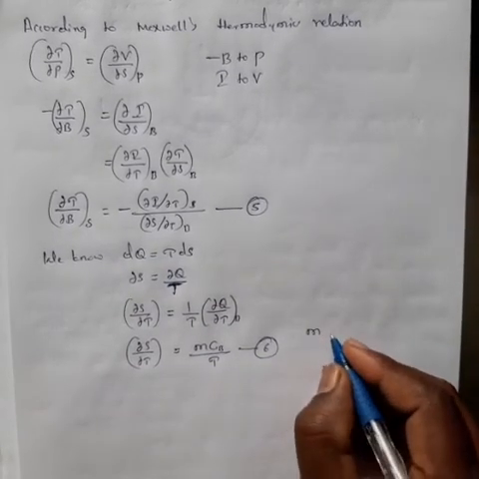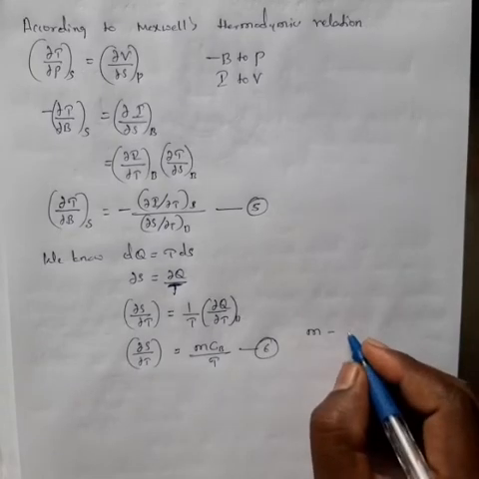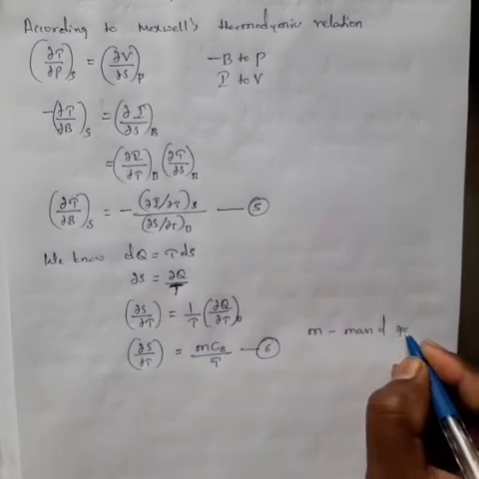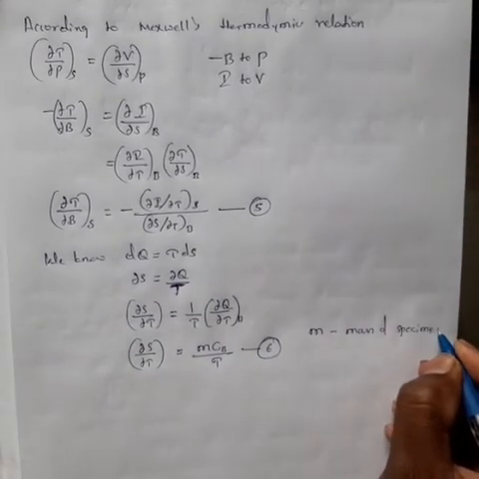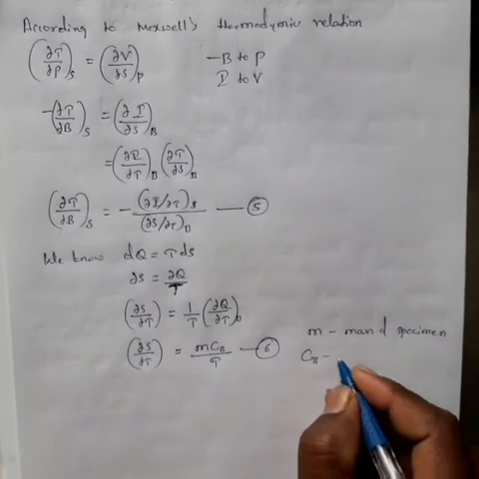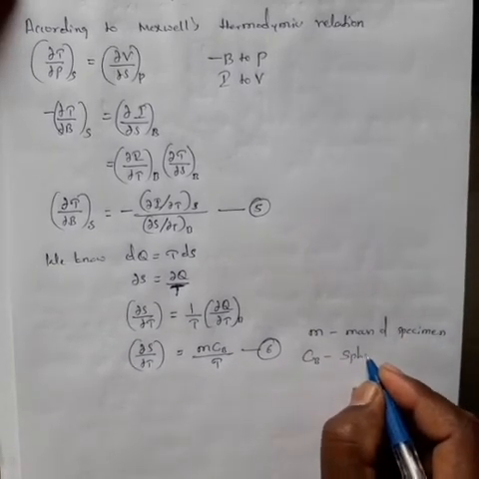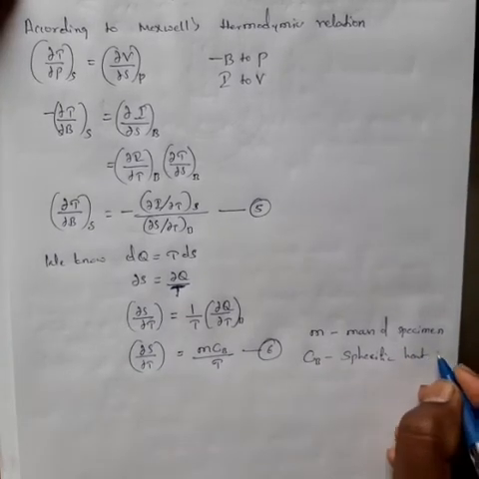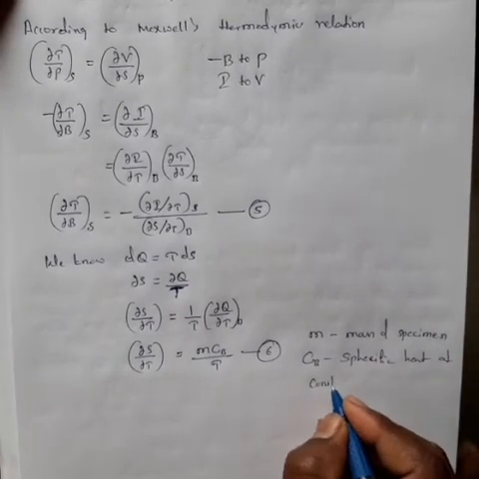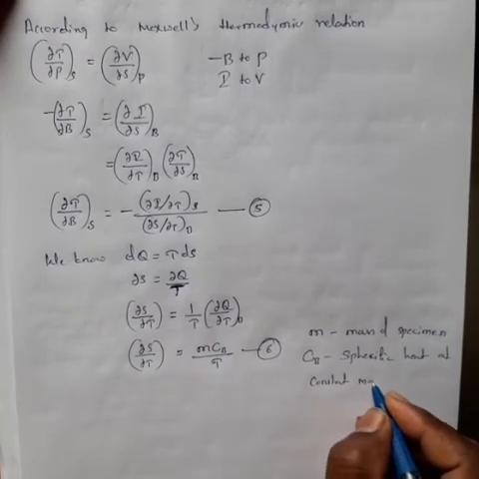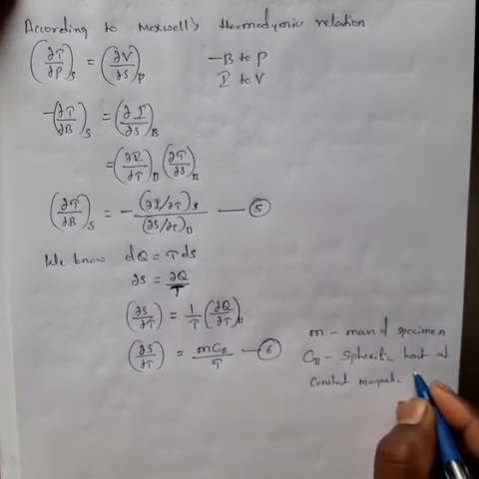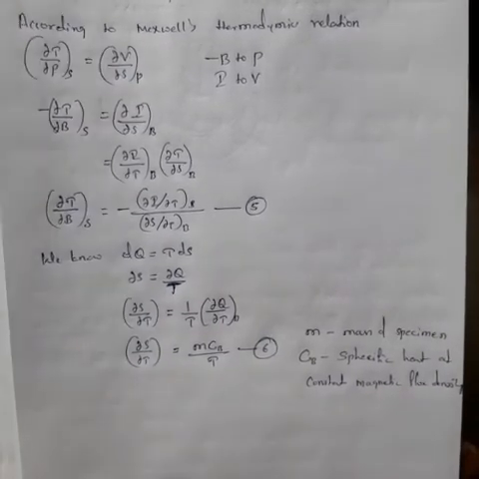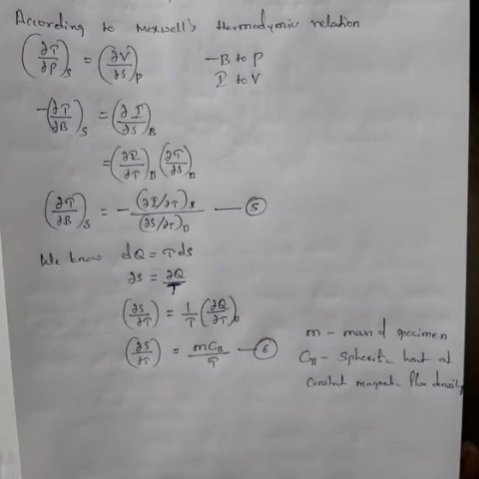M is the mass of the specimen, or mass of the paramagnetic salt, and C_B is the specific heat at constant magnetic flux density.